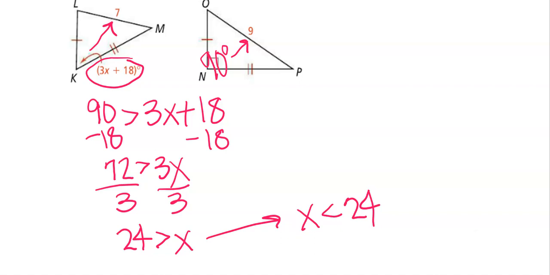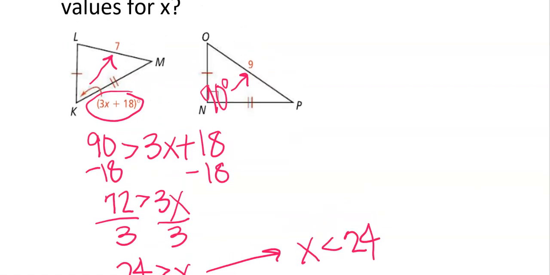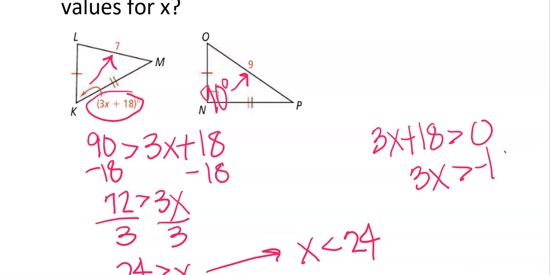Okay, then we look at this. If we have the bigger one, which we do, we need to look for the smaller one, and we need to know that 3x plus 18 has to be bigger than 0. So we do not have the smaller angle. That means we need to look for it. So we choose the one that has to be bigger than 0. So I subtract 18 and divide by 3.